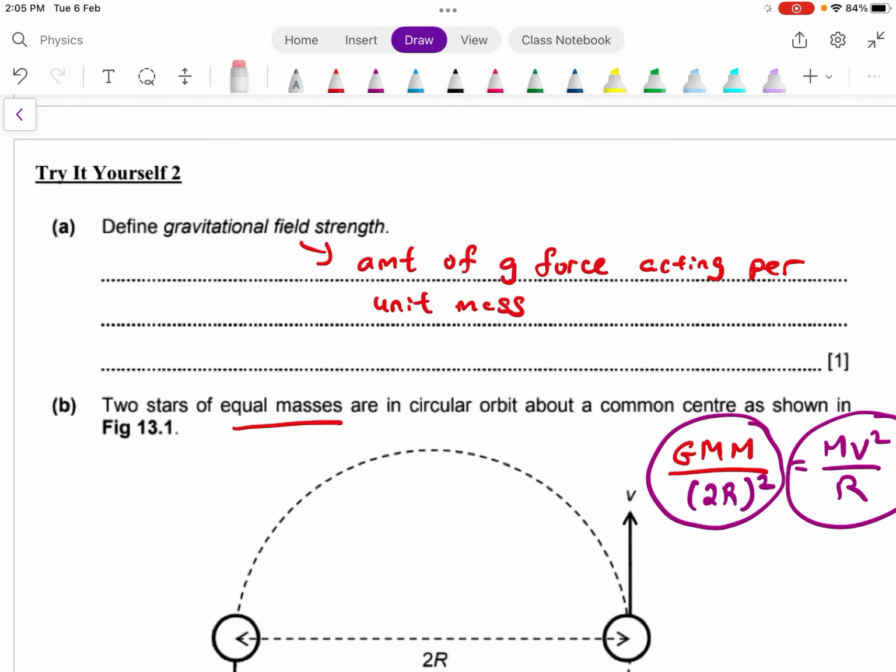Alright, so let's go through the try yourself 2 binary star question from Meridian JC. The very first part is to define G field strength. Simple. This is the amount of G force acting per unit mass.